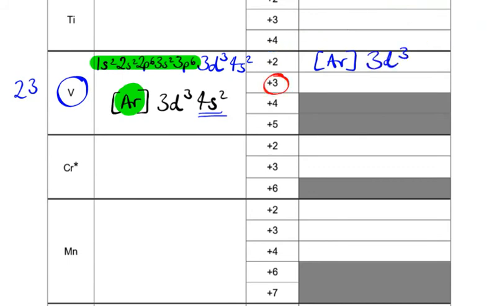For the 3+ ion, here we want to obviously lose 3 electrons, so we're going to lose the 4s2 again, then we move into the 3d, and we're going to lose one of those 3d electrons. So here the electron configuration is the inert gas core, the argon, and then 3d2.